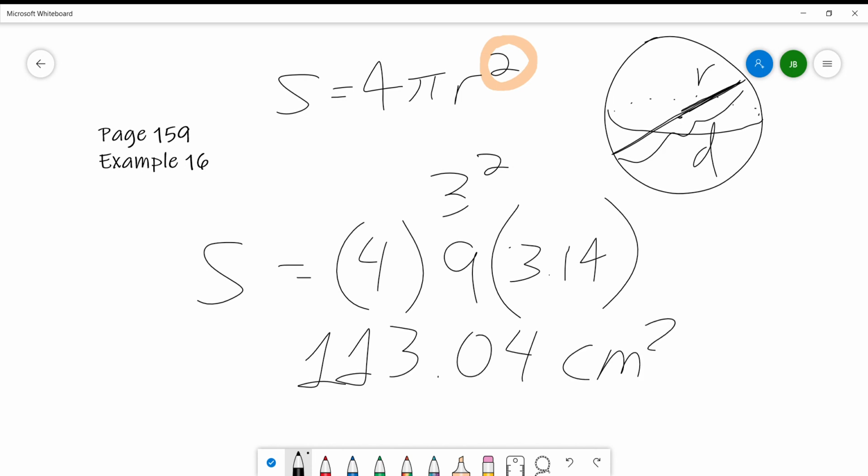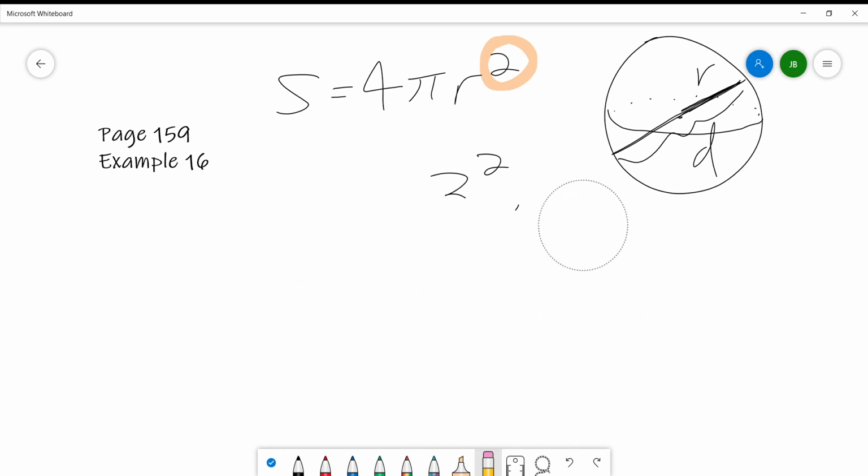113.04 square centimeters. Turn the page, y'all. So 4 pi r squared, that's our formula. Because surface area is 2 dimensions, it's like circles and stuff. Even though I know it's a round ball, maybe it's hard to wrap your mind around.